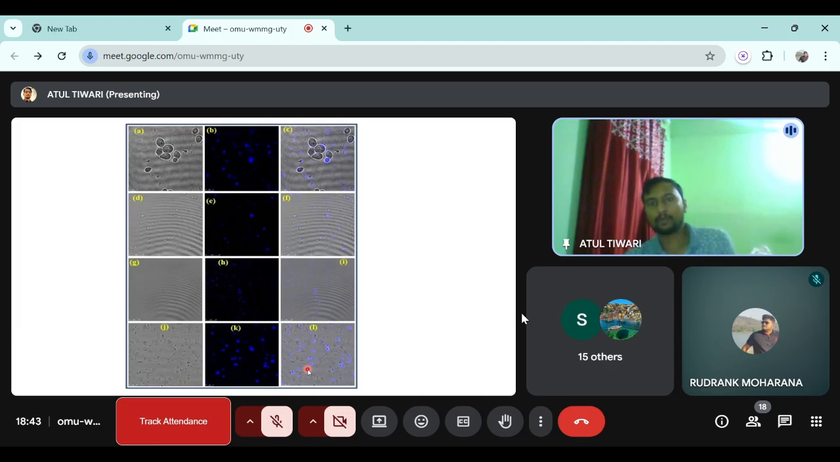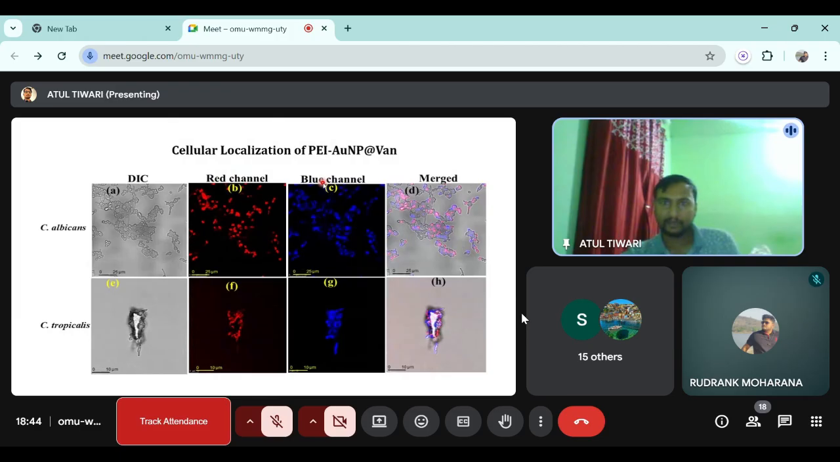Here you can see the blue fluorescence, the blue dots, showing the presence of vancomycin-conjugated gold nanoparticles around or inside the cell. This is a cell of Candida albicans, and you can see the nanoparticles are filled inside the cell. Here is a more detailed overview: the blue channel indicates the presence of nanoparticles around or inside the cell, and the red channel shows cells stained with propidium iodide, which shows the viability of the cell.